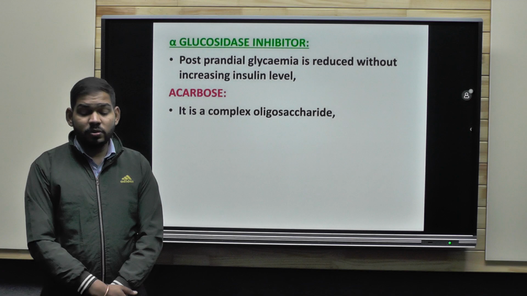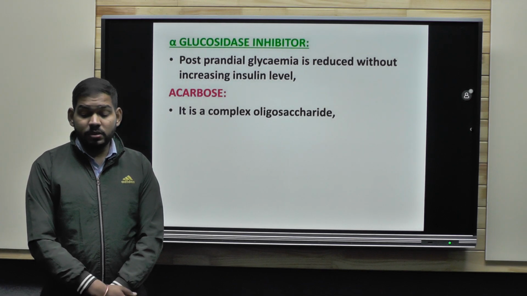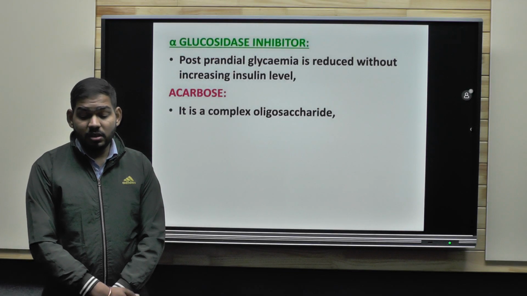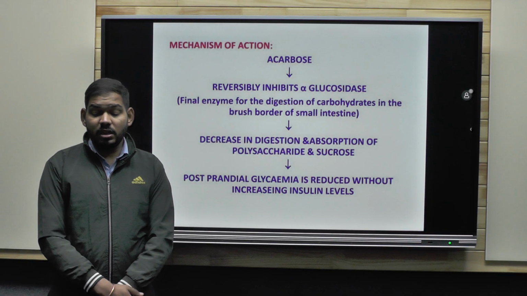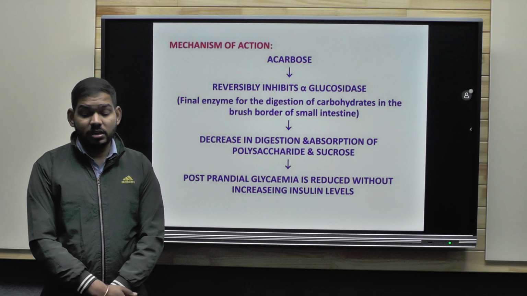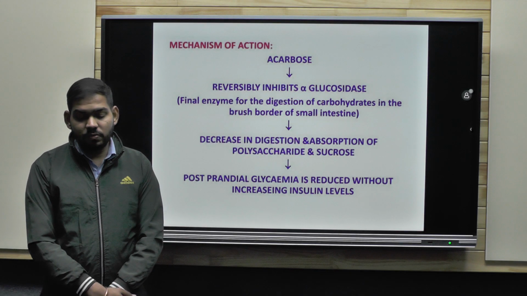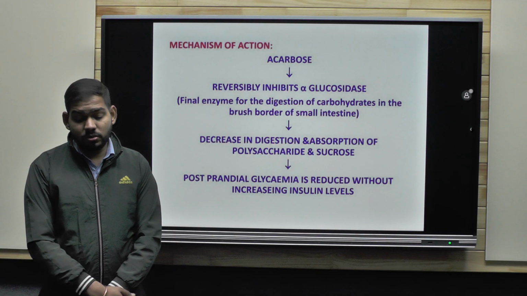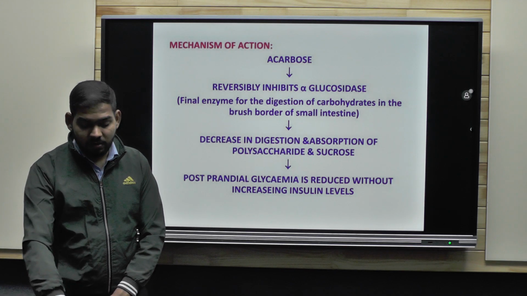Next is alpha glucosidase inhibitor, other category. The drugs are acarbose and voglibose. Postprandial glycemia is reduced without increasing insulin level. It is a complex oligosaccharide, acarbose. The mechanism of action of acarbose is it reversibly inhibits alpha glucosidase. Alpha glucosidase is an enzyme which is responsible for the digestion and absorption of glucose. Decreased digestion and absorption of polysaccharide and sucrose. Postprandial glycemia is reduced without increasing insulin level.